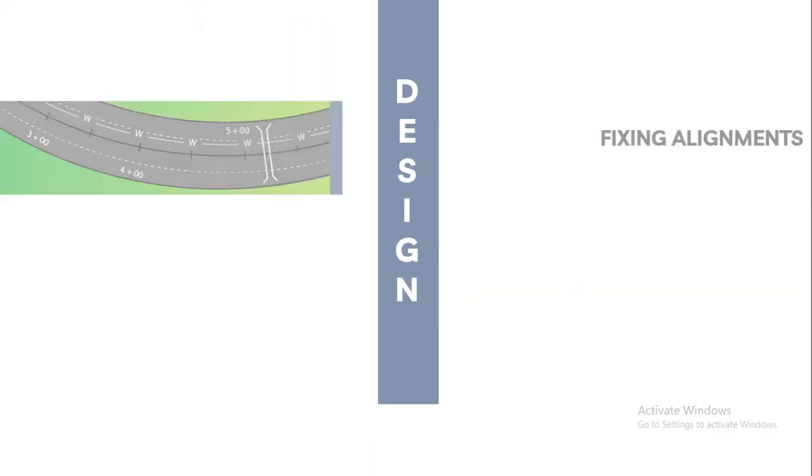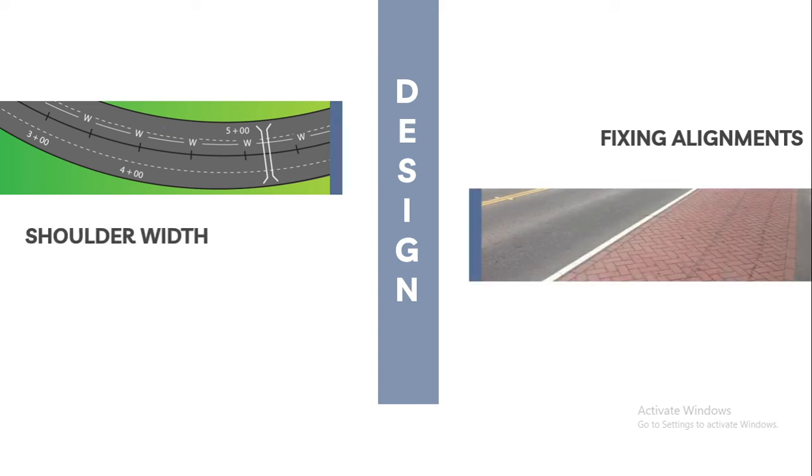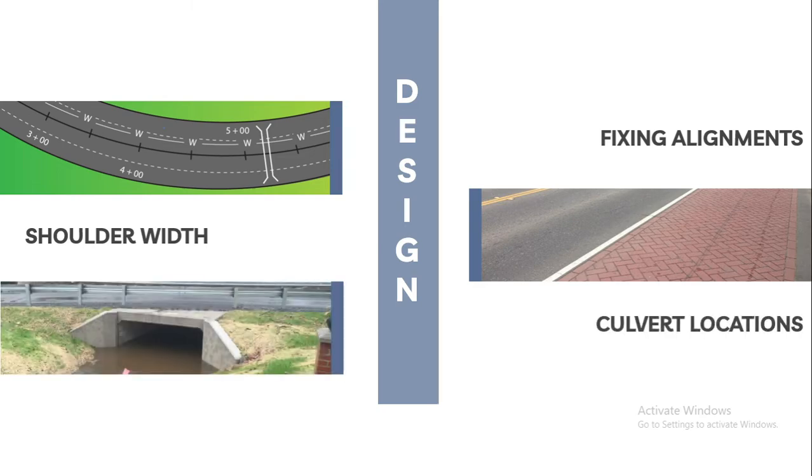Next is fixing alignments. Fixing alignments provides proper guidance to pass the road through the alignment, which is most economical, easy to construct, and free from conflicts. Next is the shoulder width. Shoulder width is a visually distinct area on the edge of the roadway, offering a prioritized space for people to bicycle and walk. Next is the culvert locations. Culvert locations are provided for all natural water courses and drains intercepted by the route.